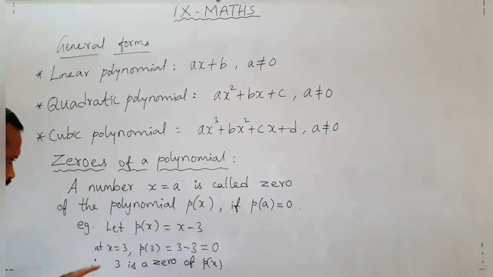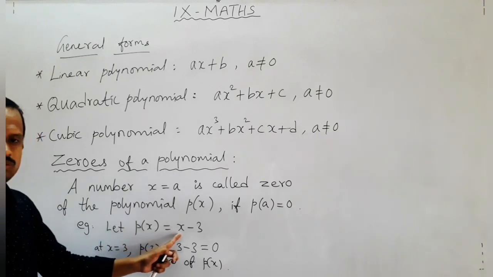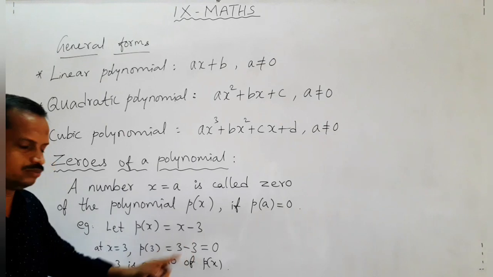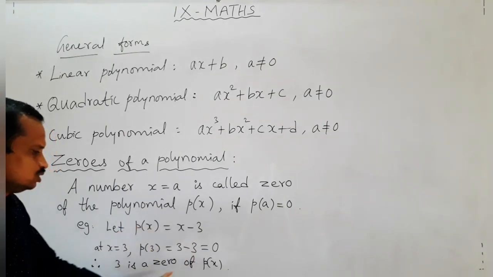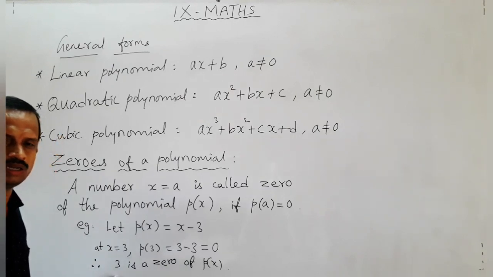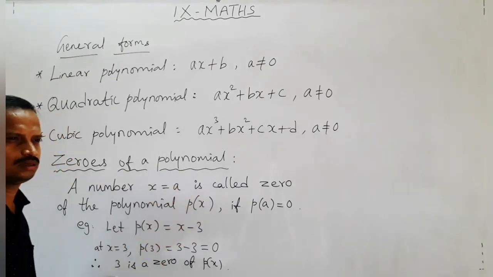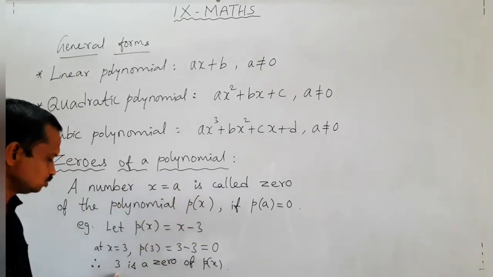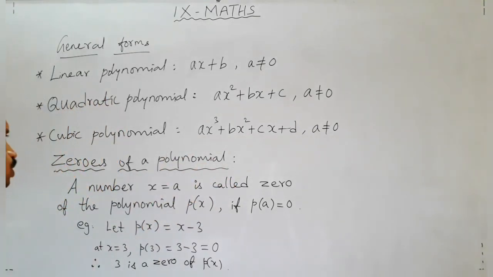Clear? So now you see x minus 3 is the given P of x. If you put 3 instead of x, the polynomial value becomes 0. So we are saying 3 is a 0 of P of x, which makes the value of the polynomial 0. When we put 3, the value of the polynomial becomes 0. So this is the meaning of zeros of a polynomial.